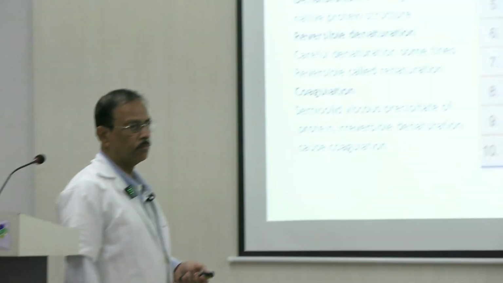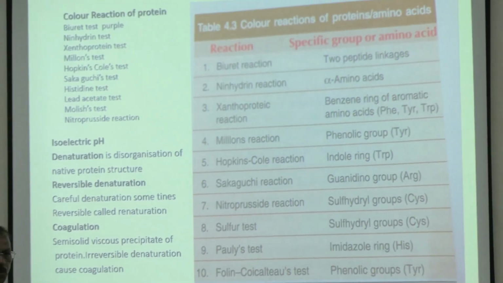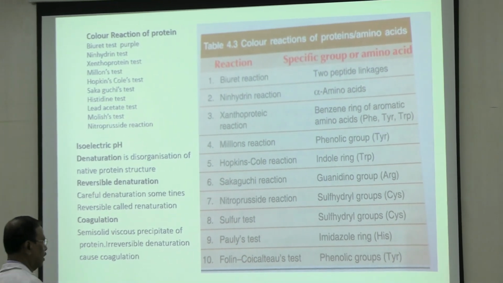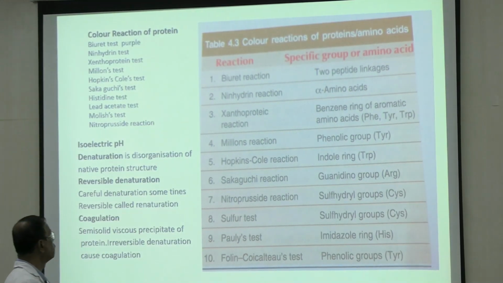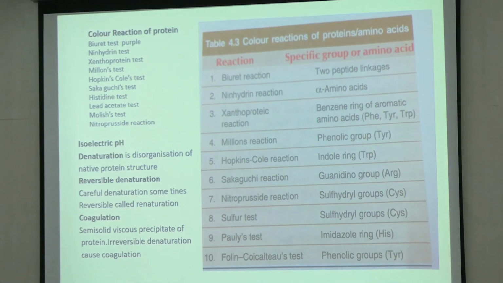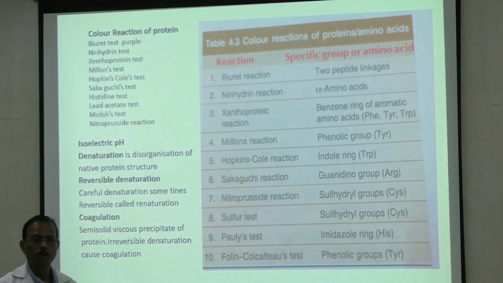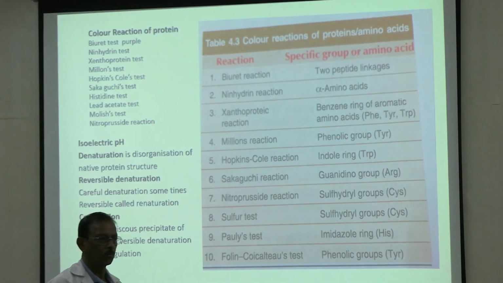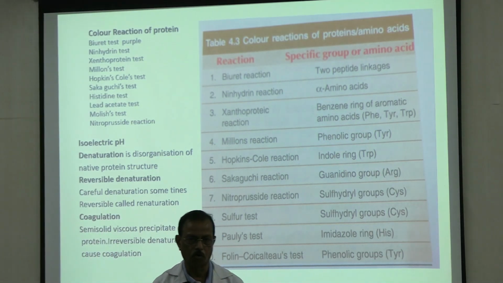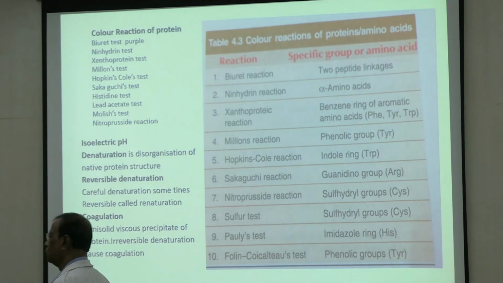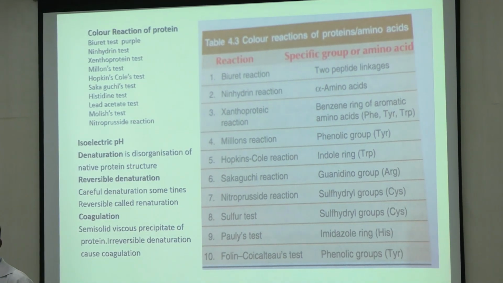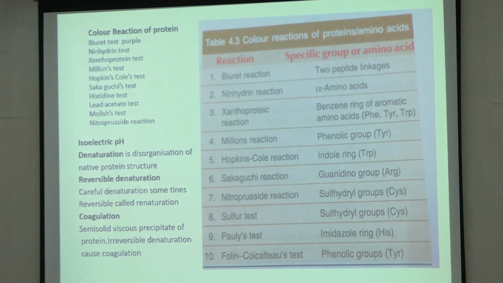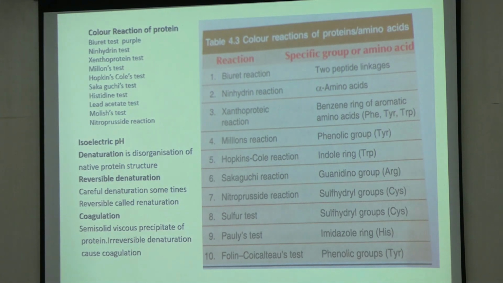Color reactions of protein. Just remember what the color reactions are. Now the important one is the Biuret test. When urea is heated at 180 degrees centigrade, Biuret is formed. Now Biuret mixed with weak copper solution in alkaline medium gives a purple color if protein is present. So this principle is used for estimation of protein.